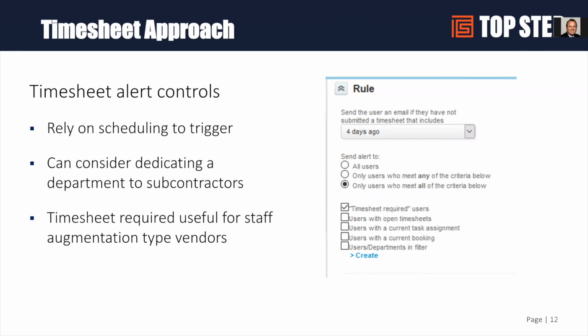You could also, and what I've seen common as well, create a department using the standard department feature for subcontractors, and then exclude those departments from alerts. It's also beneficial for reporting purposes. If you have a subcontractor department, you can easily limit list views and reports if you're looking to report on subcontractors. So those are some of the more common filters we see for managing those timesheet alerts.